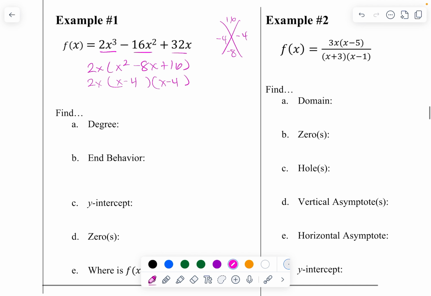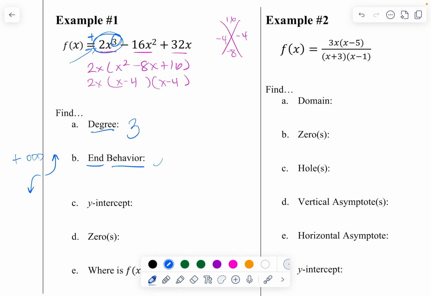So a couple of things. What's the degree? Well, the degree we know from that general form is 3. Remember that if we're looking for end behavior, this is from way back, this is going to be positive and odd. So positive and odd means we're going to go up to the right and opposite on the left. So the limit as x approaches -infinity, f of x is also -infinity, and the limit as x approaches infinity, f of x is going up to infinity.